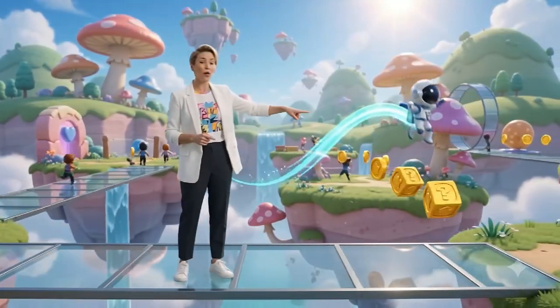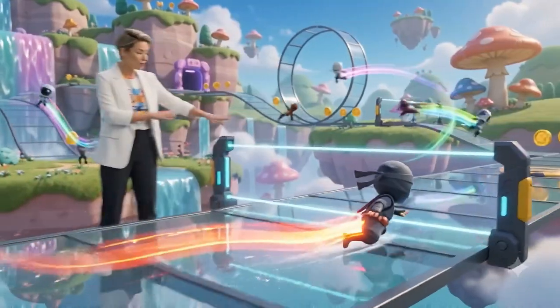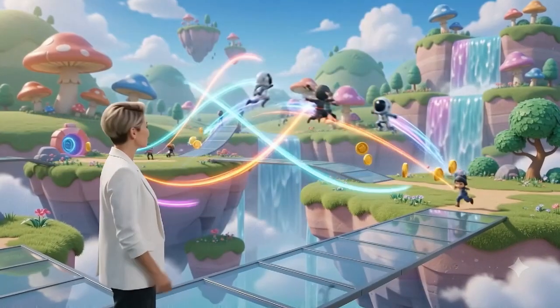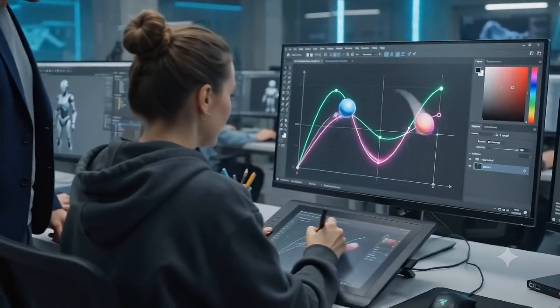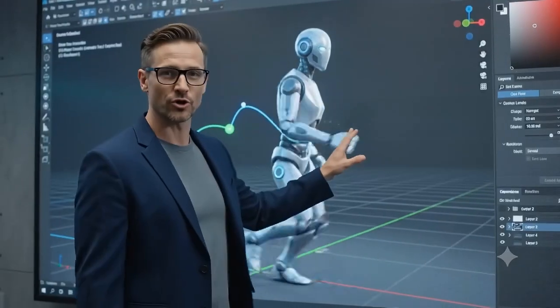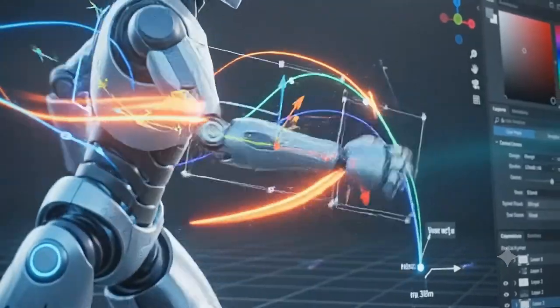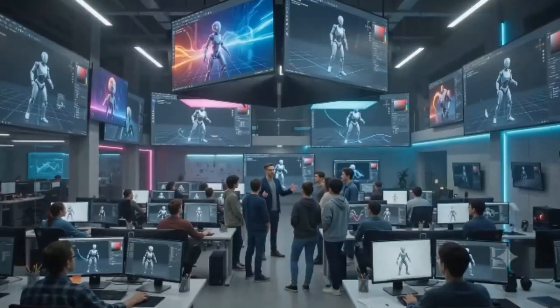Every movement leaves a glowing motion path. These trails help us track physical performance. This is where gaming meets physical education. Welcome to the world of modern animation. Here, every movement is controlled by precise mathematical curves. By manipulating these arcs, we create life. This is where art meets technology.